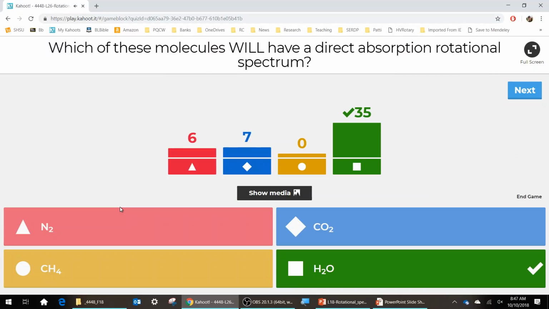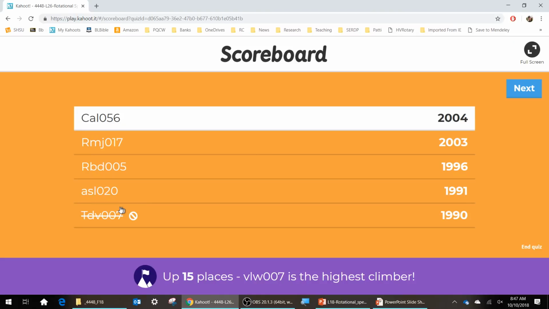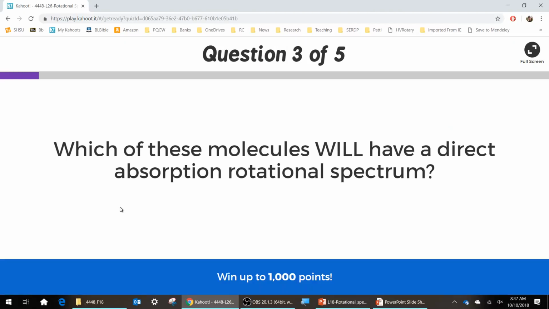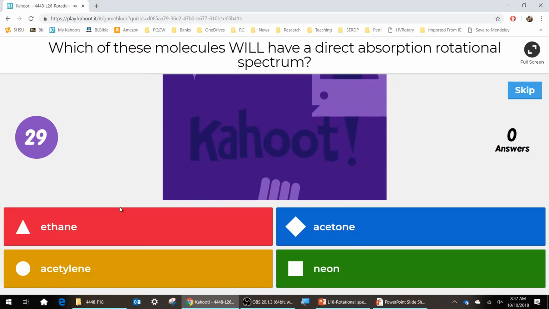Very good. Now I said that the microwave region was important for the greenhouse effect, but so is the infrared. So methane and CO2 are greenhouse gases as well, but not by direct absorption of rotational lines. They are through the vibrational spectrum. Which of these molecules will have a direct absorption rotational spectrum? Ethane, acetone, acetylene, or neon?